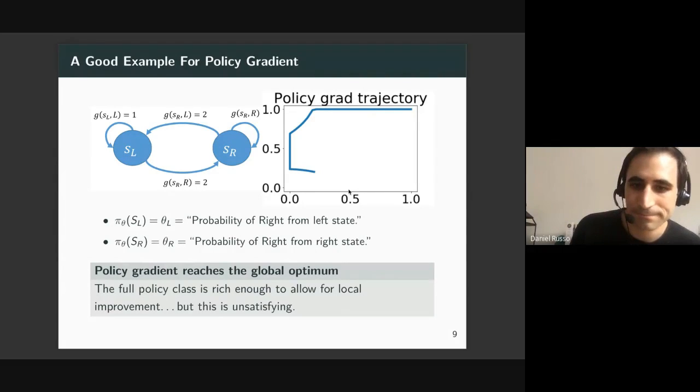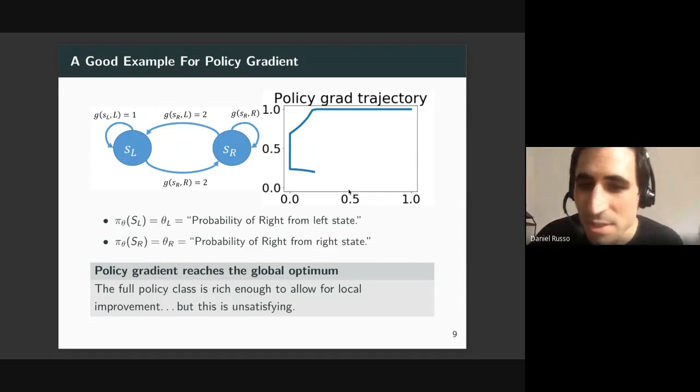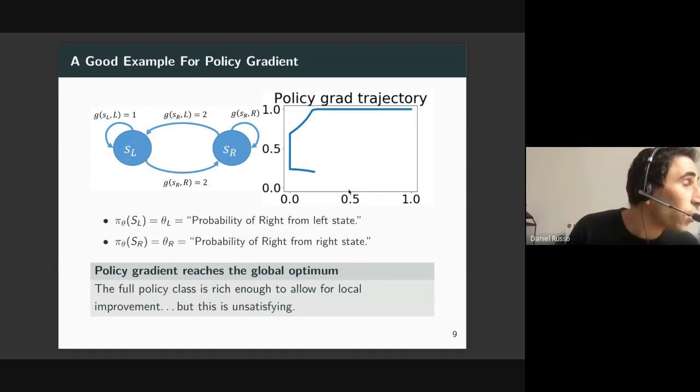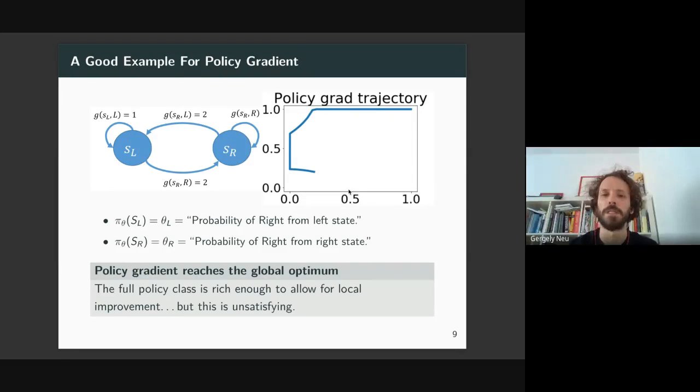Yes, question? So what you're showing here, is this the gradient flow with a very, very small step size, or is there also a finite step size that you're using? Precisely, yes. In the code, I think there is a small step size, but it's almost precisely the gradient flow. I see. Nice. Thank you.